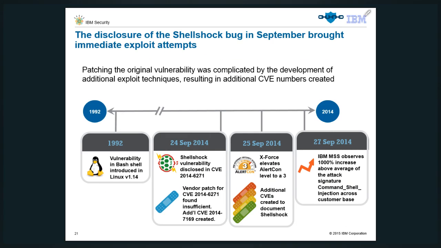And we see the same thing with the Shellshock bug. It was announced on 24 September. We raised our alert in the X-Force the next day, and then 3 days later, through our managed services, we saw a 1,000% increase in the exploitation, or at least the triggering of an IPS signature that we have in our product that we use to manage customers, called command shell injection. So that means we saw a 1,000% increase just within 3 days of the release of Shellshock.